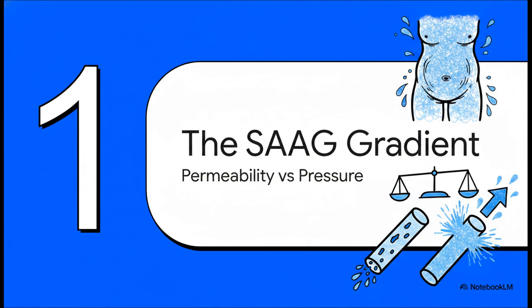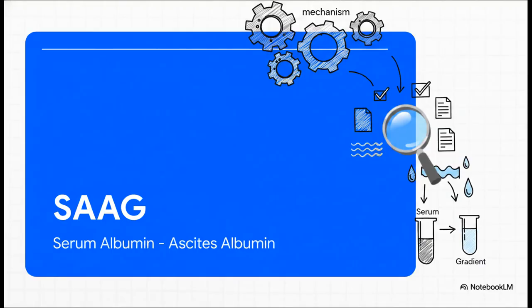Section 1. The SAAG gradient, structural permeability versus hydrostatic back pressure. So picture this. A clinical lawyer sees a patient with a superdistended abdomen, maybe some shifting dullness, and boom, they automatically order high-dose loop diuretics. But we need to act like the clinical judge here. The judge demands a hard, absolute audit before making a move.